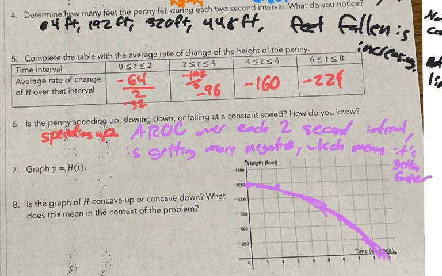When a graph is concave up, it looks like it would hold water. If it's concave down, it won't hold water. There's a way you can kind of easily spot it as you're looking. So this one is concave down.